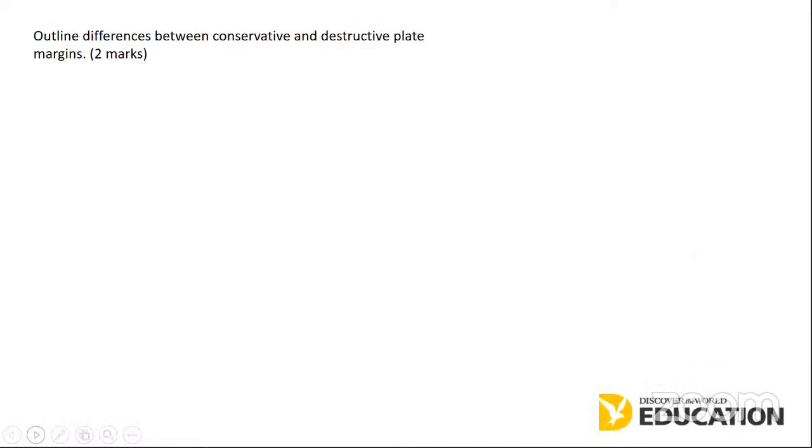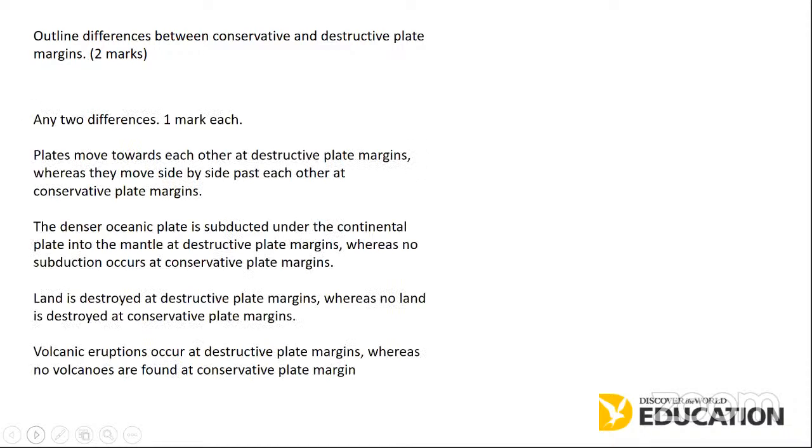Another question, just going to run through this one very quickly. Outline the differences between conservative and destructive plate margins. So this is your convergent and divergent plate margins. So you need to talk about any 2 differences. All right, so plates move towards each other at a convergent or destructive plate margin, whereas they move side by side at conservative, okay? The denser oceanic plate is subducted, no subduction, okay? Land is destroyed, no land is destroyed, all right? So you can talk about any difference that you want, okay?